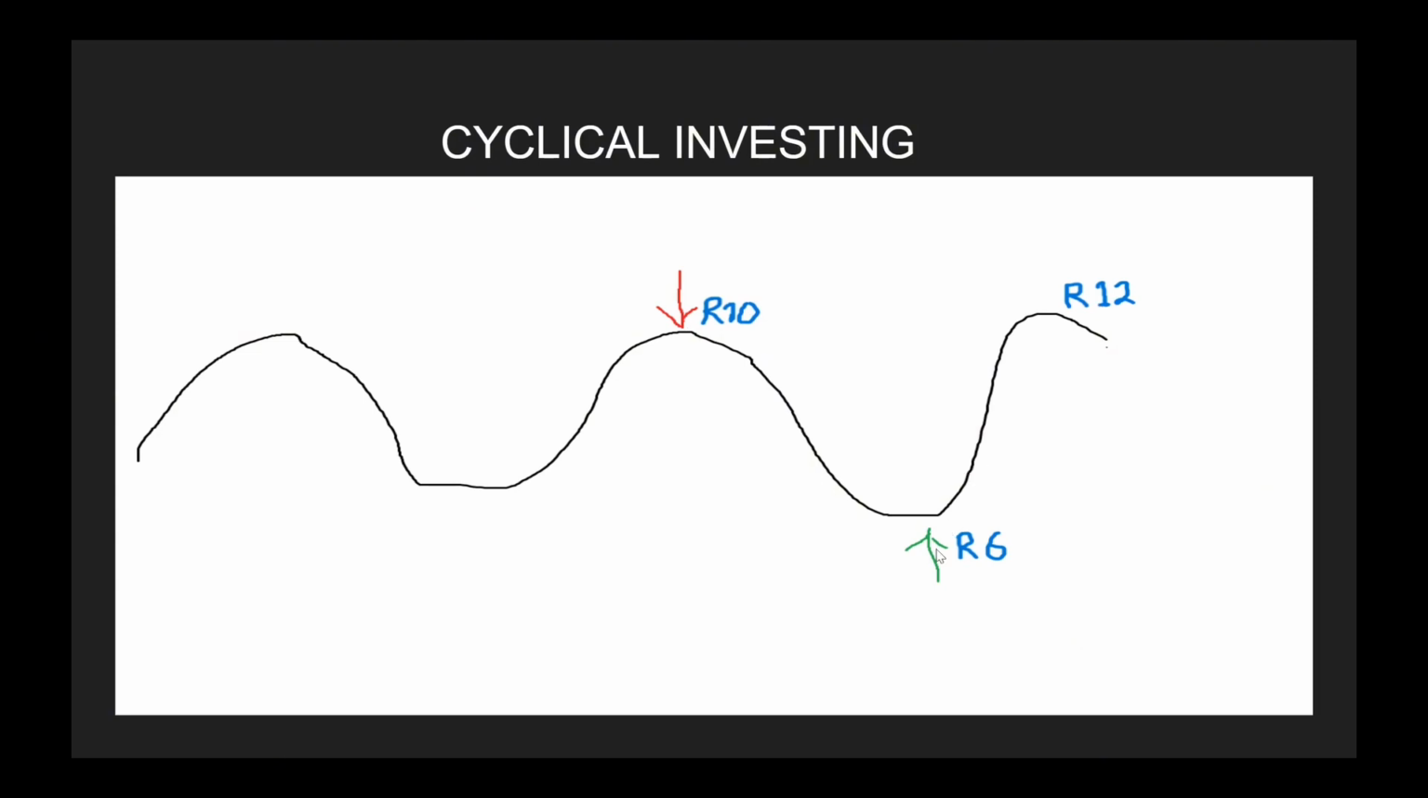Now the green arrow depicts Mr. B. He knows about cyclical investing, and so he actually tries to buy the stock when the price gets to the cyclical low. Okay, so we can clearly see here that Mr. B bought the shares at a cheaper price and also sold it for 12 rand, he made 100%, whereas Mr. A made 20%. So this is all what the concept of cyclical investing is about.